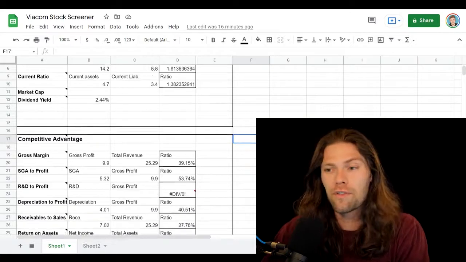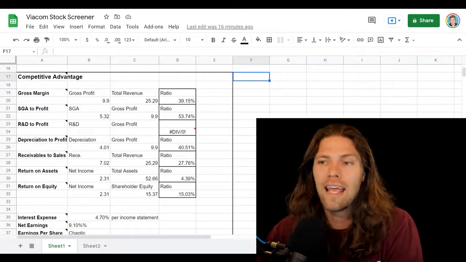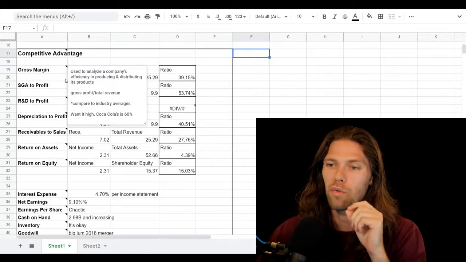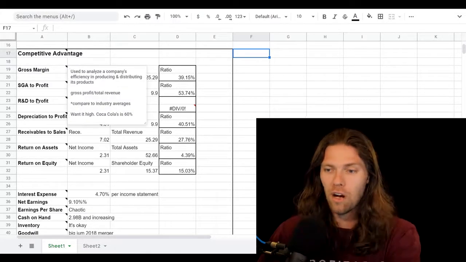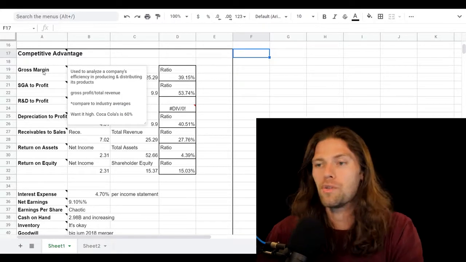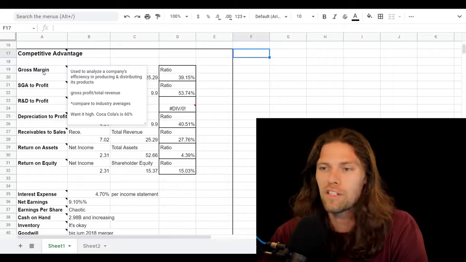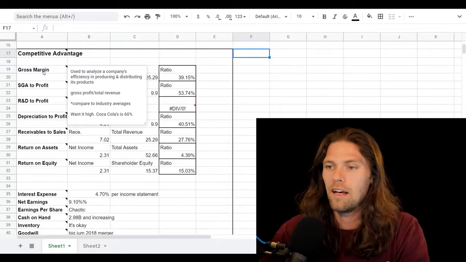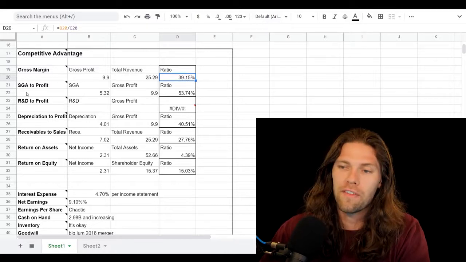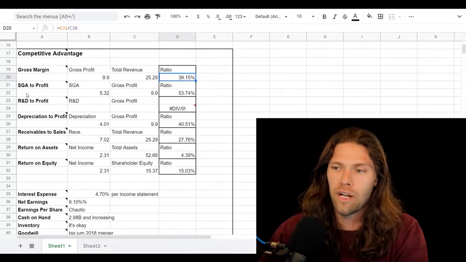So there's a lot of different ratios that we can use in order to help determine, hey, does this thing have some sort of competitive advantage? The first one is gross margin. I have notes here all on the sides as to what each of these is. So gross margin is used to analyze a company's efficiency in producing and distributing its product, and how this is calculated. So we have a gross margin here of 39%. SG&A to profit, that's selling, general, and administrative to profit.